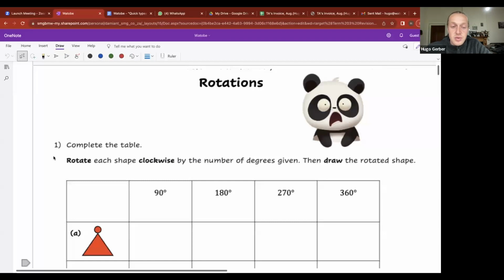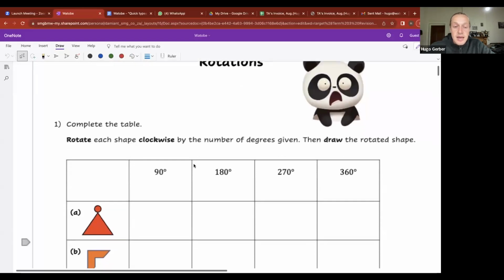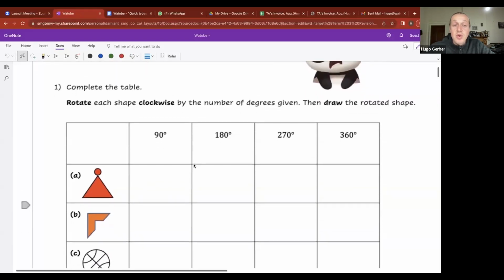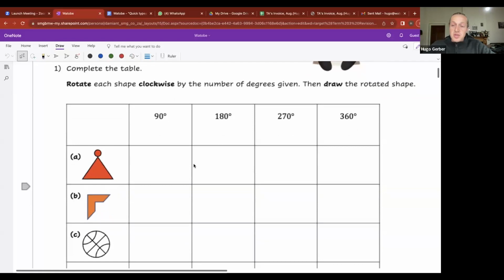Without any further ado, we are going to start straight away with rotations, and we're going to complete the table of tonight's class. So rotate each shape clockwise by the number of degrees given, and then draw the rotated shape. Because we have done all of this, this is not just revision, this is practice again, to do something that you have seen before.